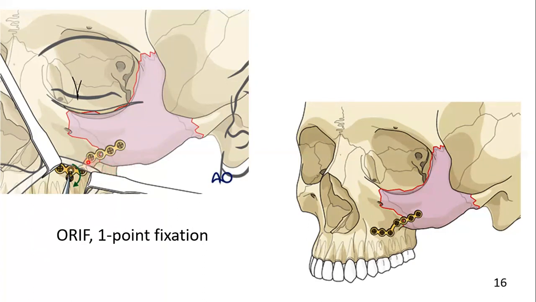And second thing is always use a stronger plate for the zygomatico maxillary buttress area. Here you can see the plate has been fixed according to the principles that we have explained.